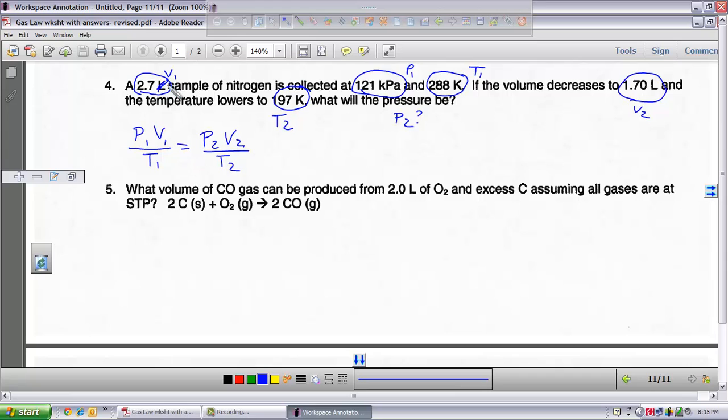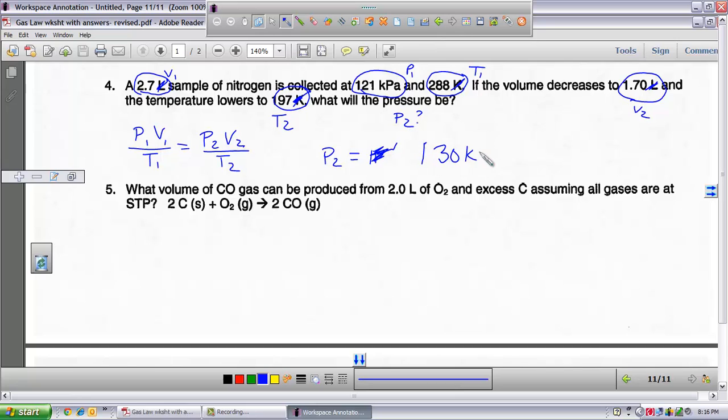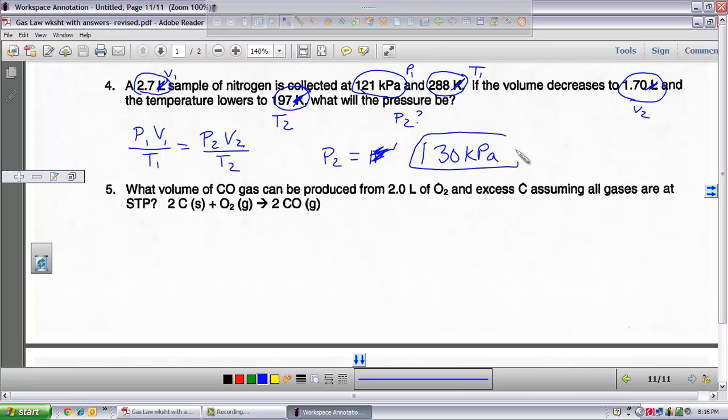Okay, so let's double check our units that they match. This volume has liters, this volume has liters, so they'll cancel. This temperature has Kelvin, this temperature has Kelvin, so they'll cancel. So your pressure is going to be in kilopascals. So when you put everything in the formula, be careful for your algebra, you'll get a new pressure of 130 kilopascals as your new pressure. You can only have two significant figures because of your volume up here.